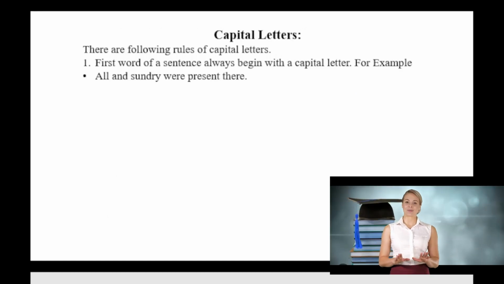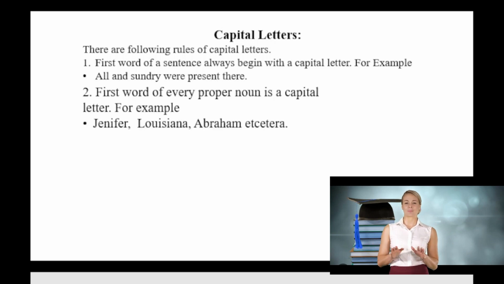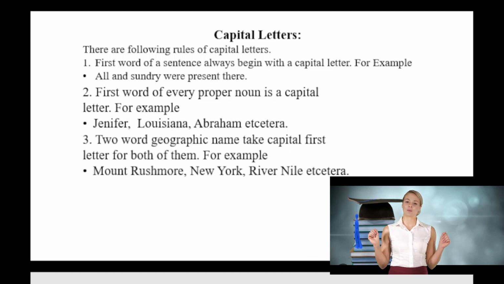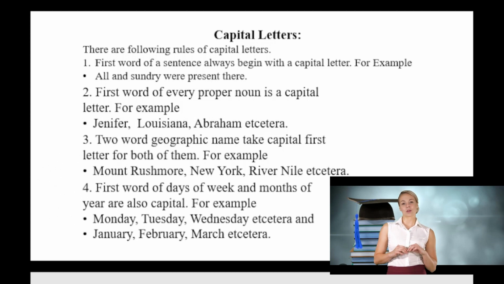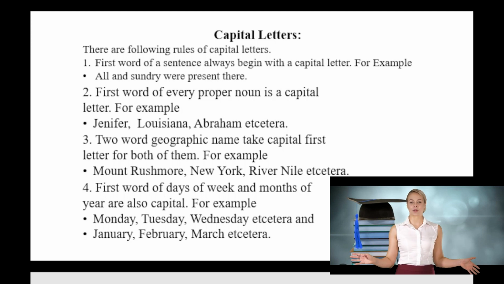Capital letters. There are the following rules of capital letters. One, the first word of a sentence always begins with a capital letter. Two, the first word of every proper noun is a capital letter. For example, Jennifer, Louisiana, Abraham, etc. Three, two-word geographic names take a capital first letter for both of them. For example, Mount Rushmore, New York, River Nile, etc. Four, the first word of days of the week and months of the year are also capital. For example, Monday, Tuesday, January, etc.